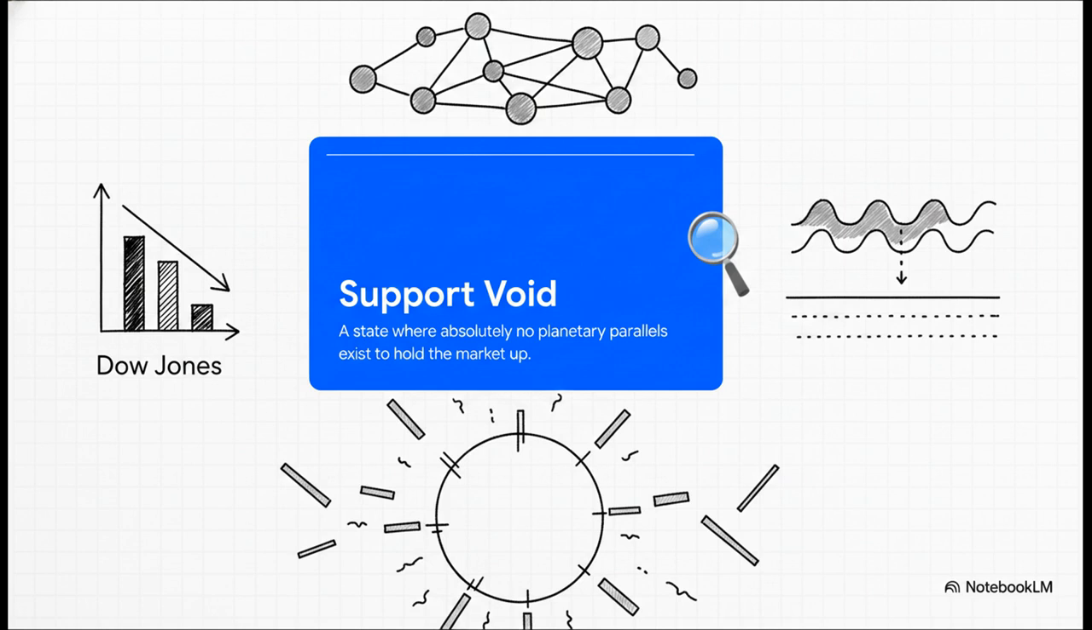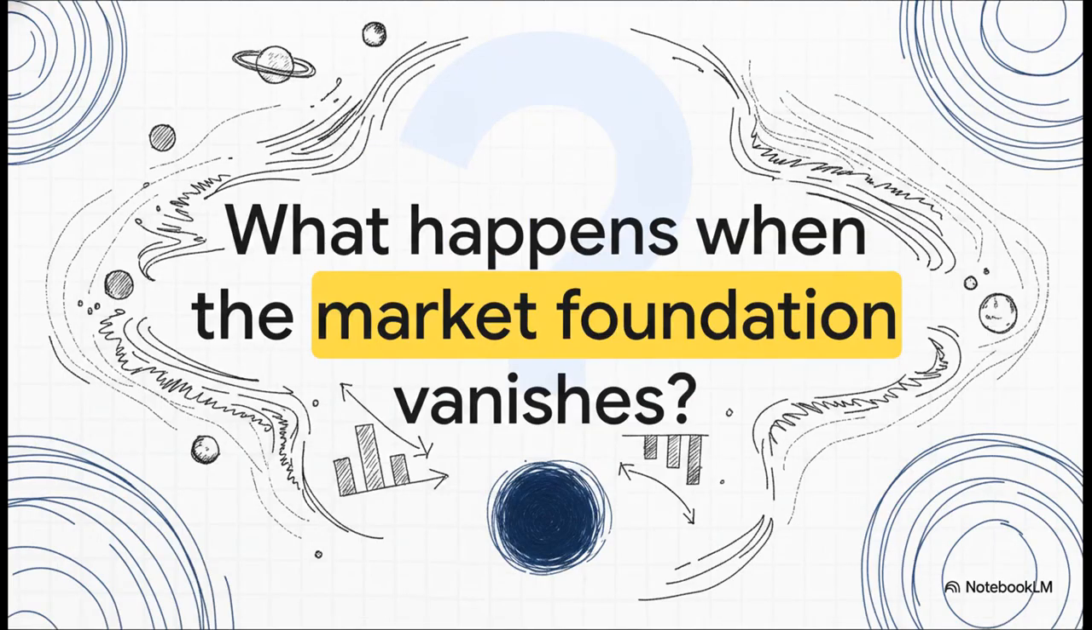It describes it as a mathematical state where absolutely no planetary parallels exist to hold the market up. It represents the total cessation of the 200-year cycle's foundation. That Tier 1 scaffolding that systematically supported human mood density and the Dow Jones, it just ceases to exist. It's an absolute void of geometric support. So, based purely on the structural mechanics detailed in the text, the interaction of human electrical current, the Tier 1 algebraic sum, and the admatose freeze, we are left with the document's central lingering question. What happens to a market when the mathematical foundation holding it up simply vanishes into a support void?